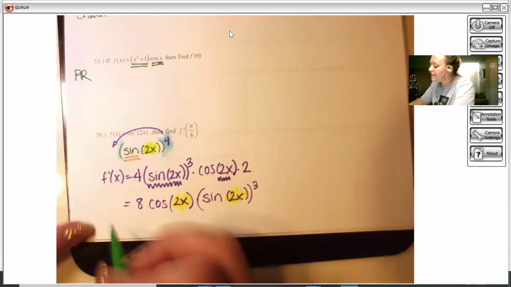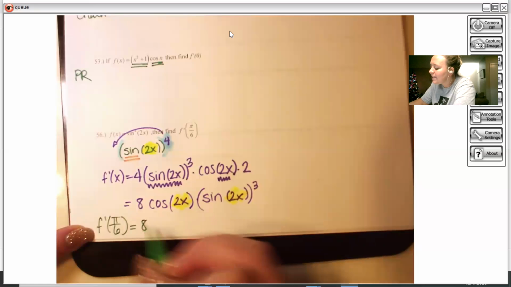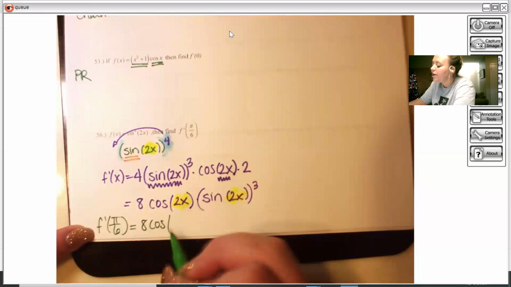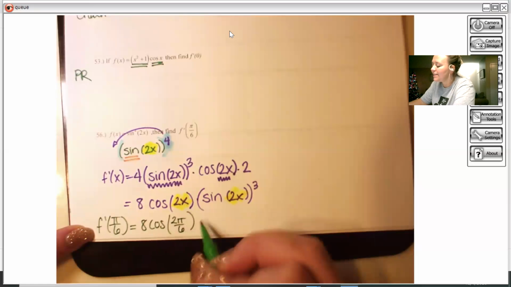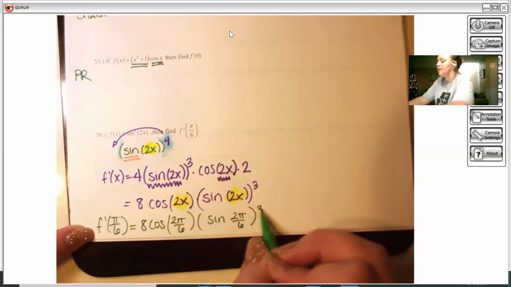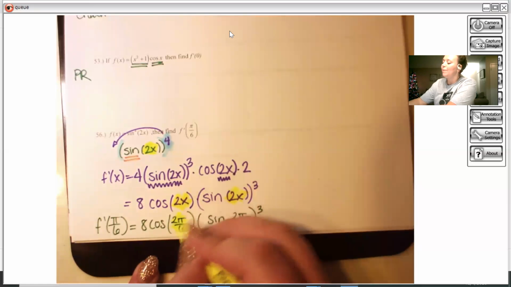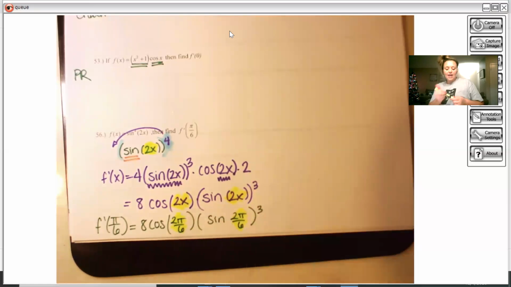So f prime of pi/6 is going to equal 8 times the cosine of 2 times pi/6, and then the sine of 2 times pi/6 quantity cubed. And then you should realize that pi/6 is already a reference angle, but when I multiply with that 2, that's actually going to turn into pi/3. Okay, which is a completely different reference angle, both if you do hand trig or if you do unit circle.